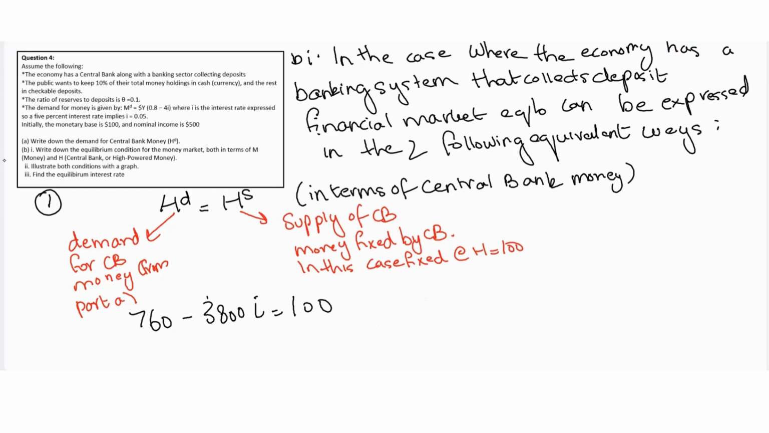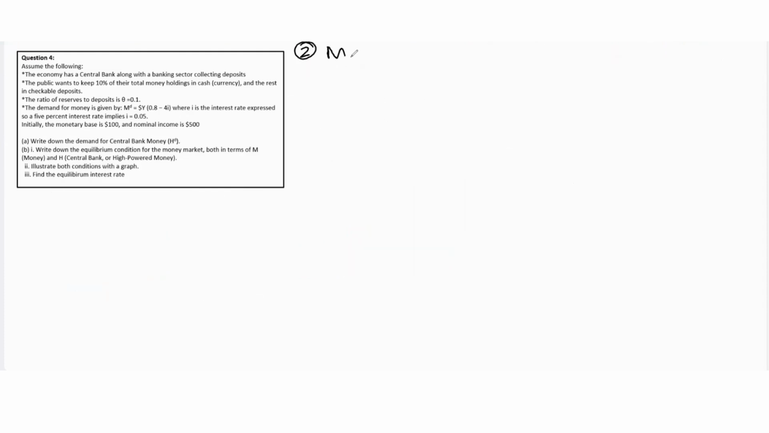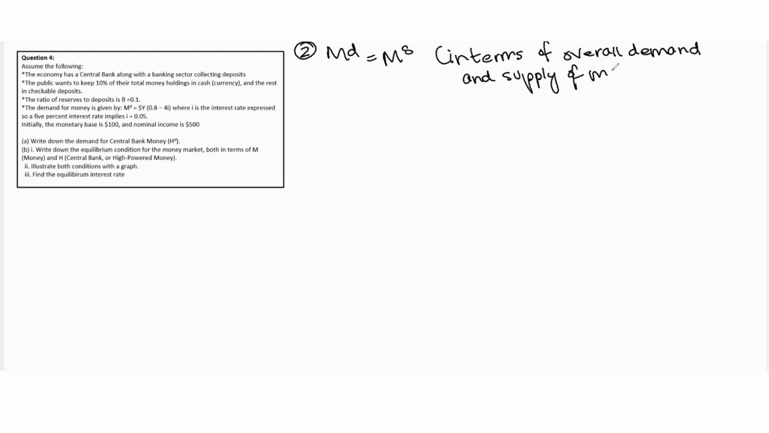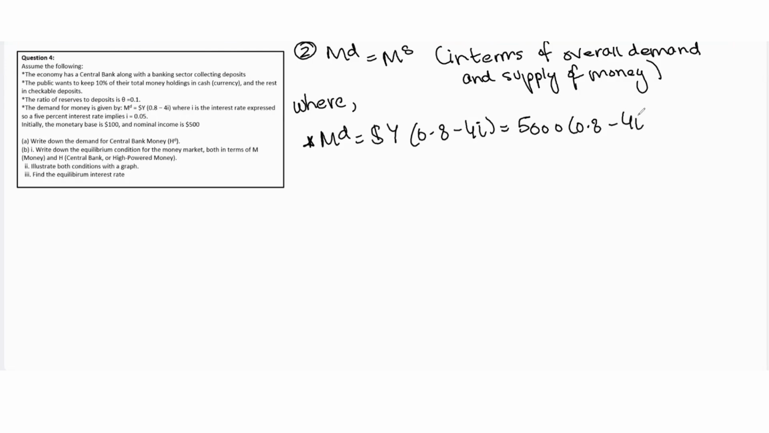Let's erase all of this and look at the second way we can express financial market equilibrium. The second way is where MD is equal to MS, so in terms of overall demand and supply of money. One way is where demand for central bank money is equal to supply of central bank money. The other is where overall demand for money is equal to overall supply of money. So you can look at it in terms of M, overall money balances, or in terms of H, central bank money, where we know MD, money demand, is $Y times 0.8 minus 4I. And nominal income is 5,000, so I can simplify this. We already found this in part A as well, 4,000 minus 20,000 I. So this is money demand and money supply.